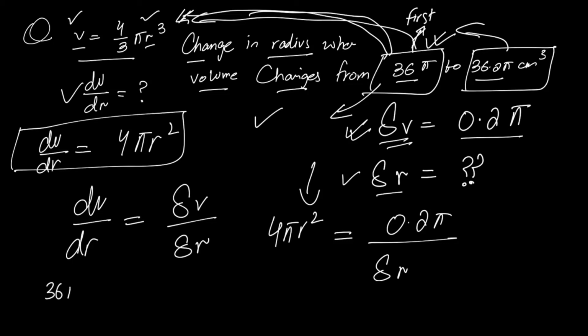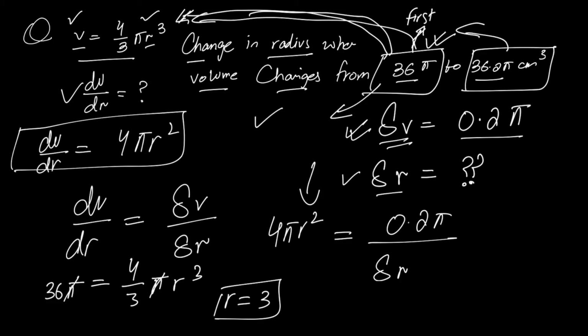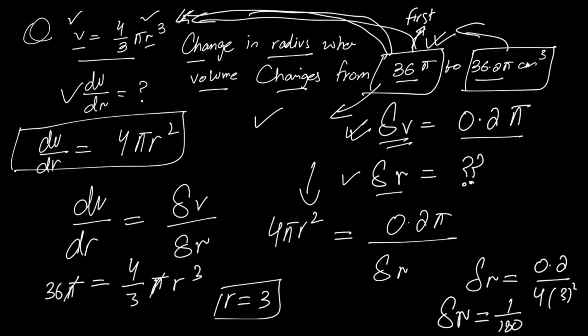So 36π is equal to 4 upon 3 πr³. We can find r this way. π gets cancelled and r comes as 3. So now we can solve this equation. The small change in r comes as 0.2 upon 4 into 3 squared, and that makes the small change of r equal to 1 upon 180. So that is the small change of the radius.